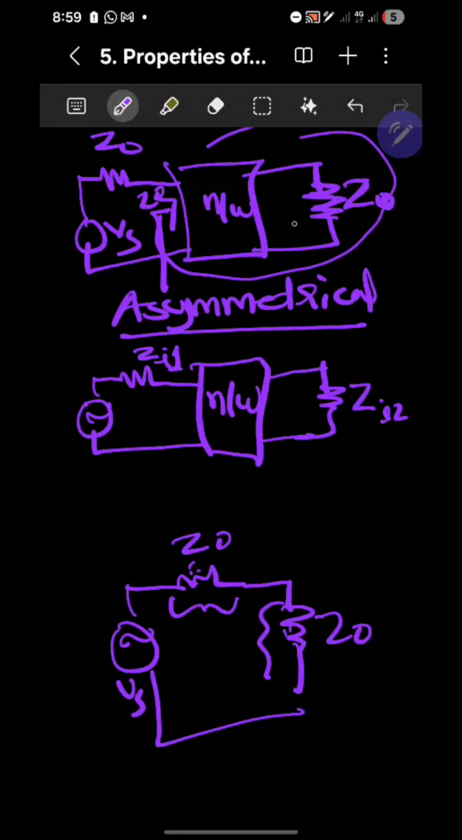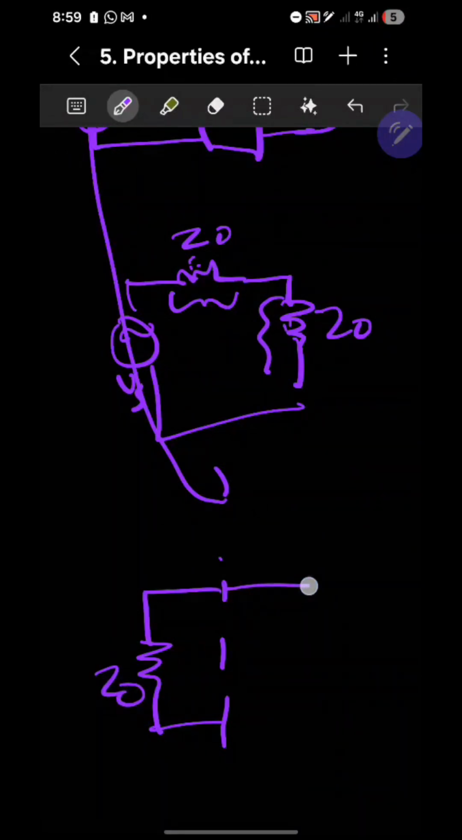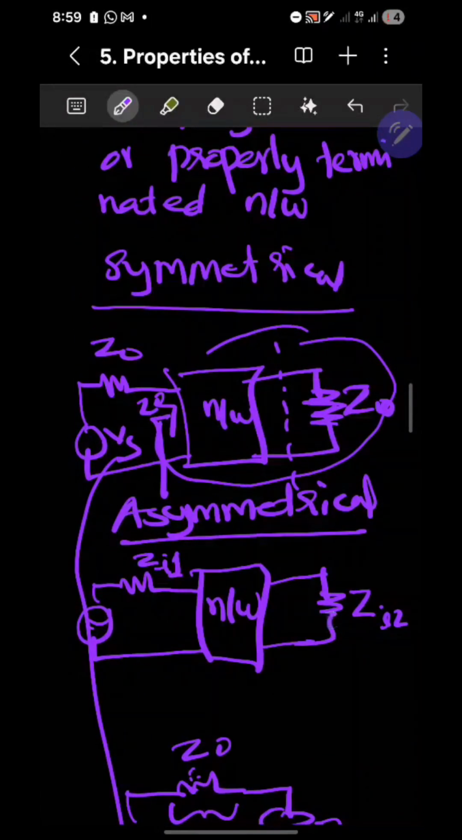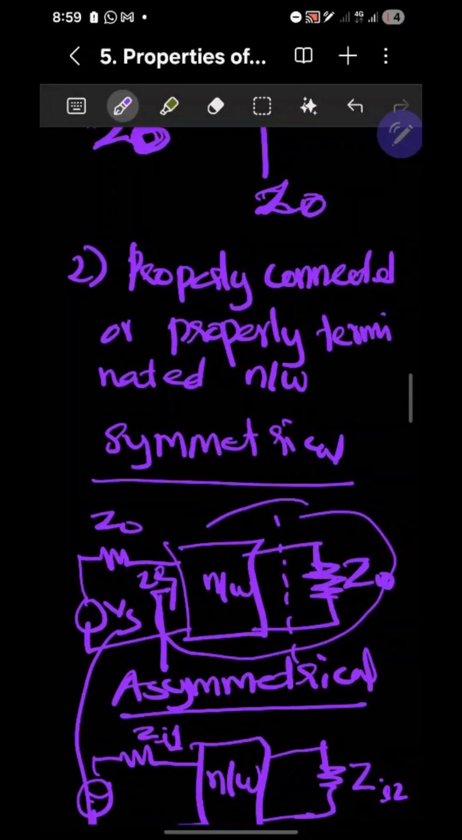Similarly, if you are looking from the output side, we can also send the signal from the output side. So from here we are sending the signal. If you rewrite that diagram as well, the complete output side we can rewrite as Z0, and it is terminated with Z0. So the power we are transferring will completely get to the load. That means the maximum power will get to the load. That's why it is called a properly connected or properly terminated network.